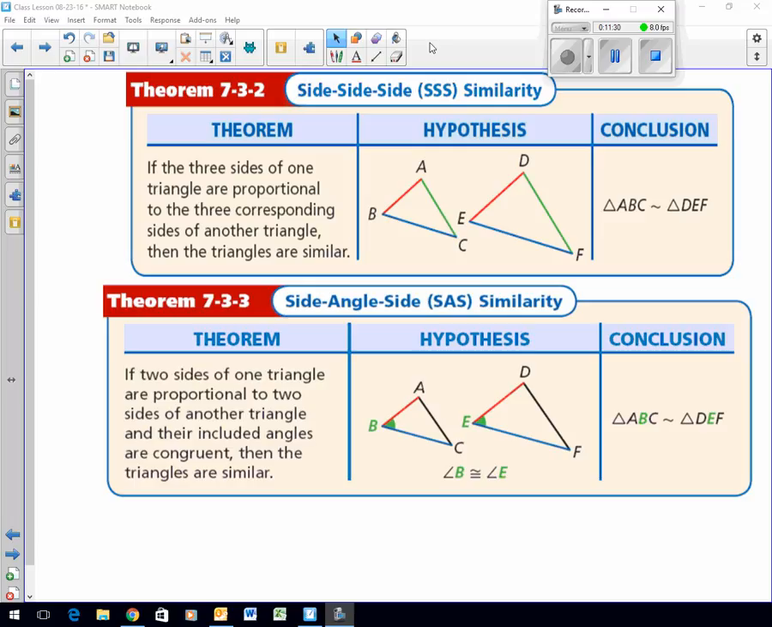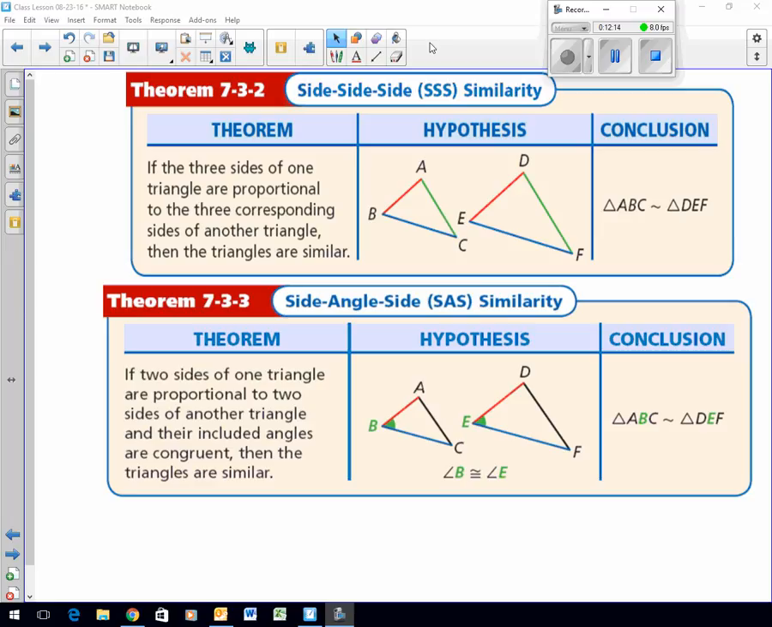For our side-side-side similarity theorem, if the three sides of one triangle are proportional to the three corresponding sides of another triangle, then the triangles are similar. All right, we've already done that, right? Y'all remember last week we did that. That's the exact thing we did, right? We write down the side lengths. We determine if there's a similarity ratio. If the similarity ratio exists along all three sides, holy smokes, we've got similar triangles.